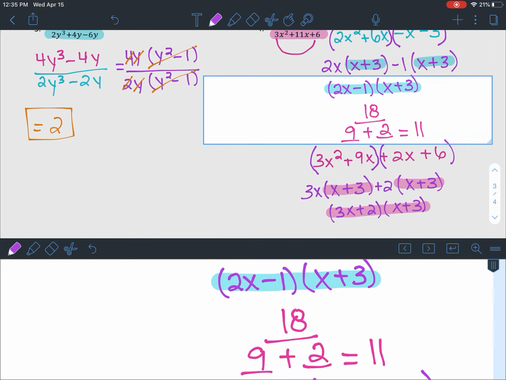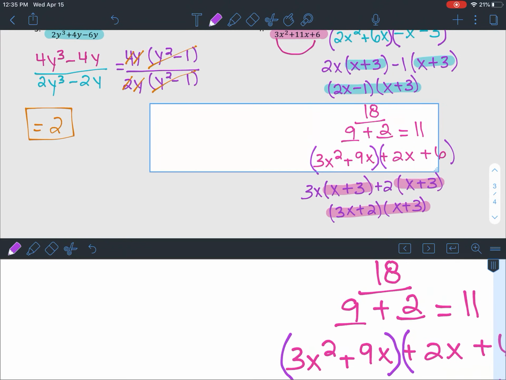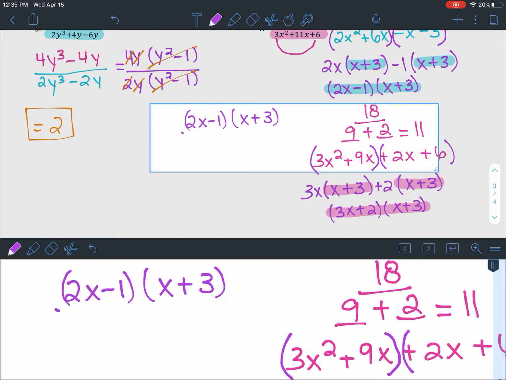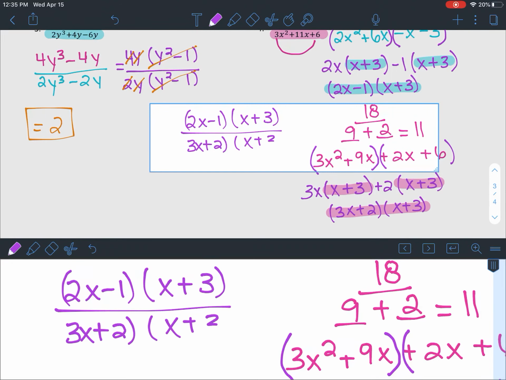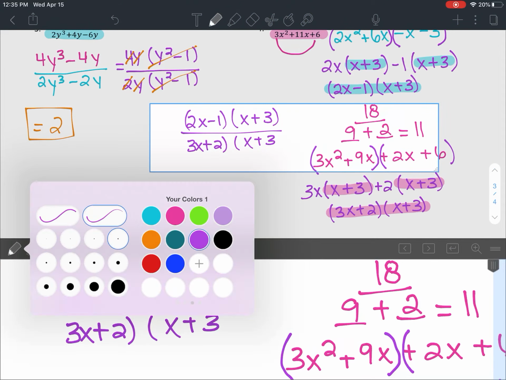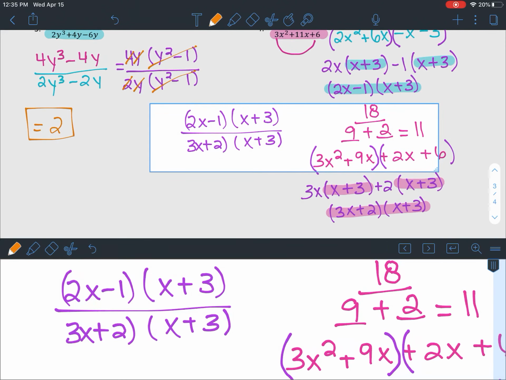So when I put everything together, I take my numerator, I take my denominator, and I rewrite it. So my numerator was 2x minus 1 times x plus 3 over 3x plus 2 times x plus 3. And now things look really pretty, right? They look really nice. I have some common things going on.